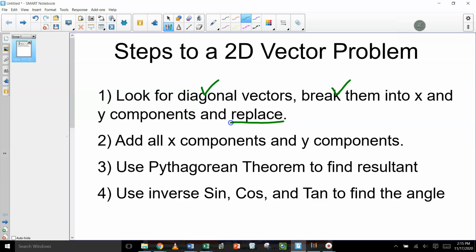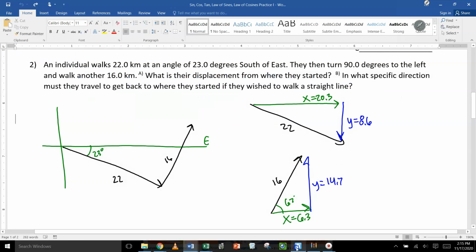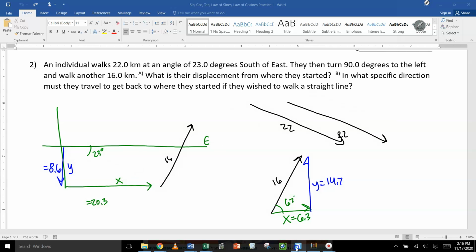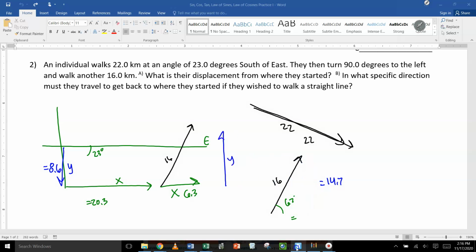Here's what I mean by replacing them. This 22, what if I told you instead of walking at a diagonal 22, you walked south at 8.6 and then you walked east at 20.3? You still end up in the same place. I've replaced that. And what about this weird angle? What if I told you I kept on walking east at 6.3 and then I walked north at 14.7 and I replaced that one? Now you can tell.